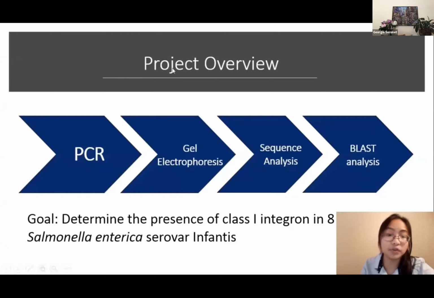This is an overview of my project. To fulfill this goal, I would amplify an essential gene of the integron through PCR, then visualize any product of amplification using gel electrophoresis. Sequence analysis would then be performed, and BLAST, or basic local alignment search tool analysis, could determine if any amplified product is indeed S. infantis class 1 integron.